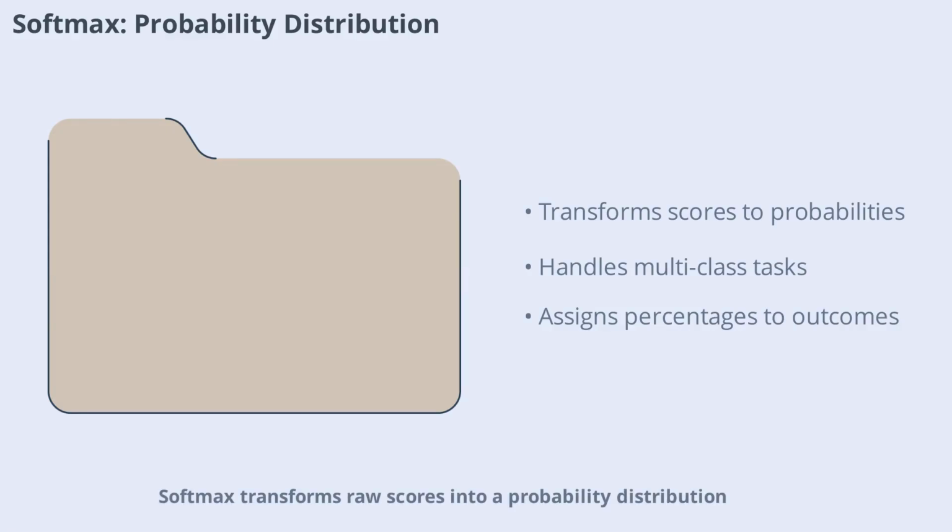Softmax transforms raw scores into a probability distribution, making it essential for multi-class classification problems. By assigning percentages to each possible outcome, Softmax enables neural networks to handle tasks where the answer could be one of many categories, such as identifying animals in images.